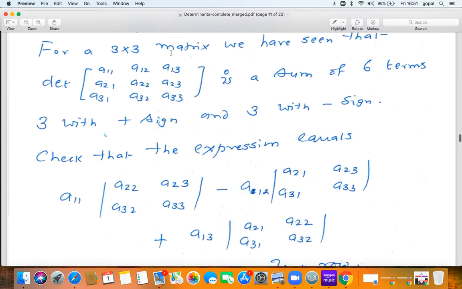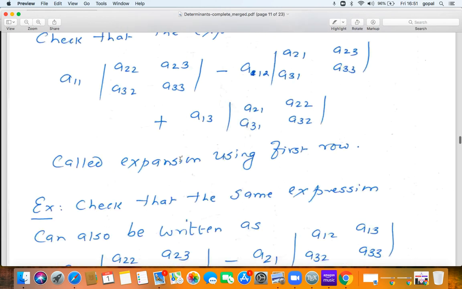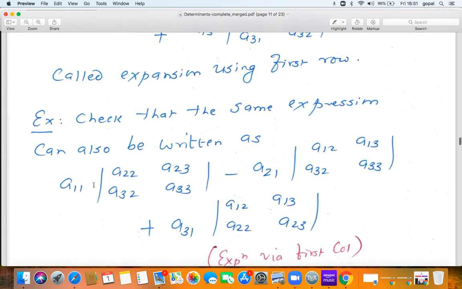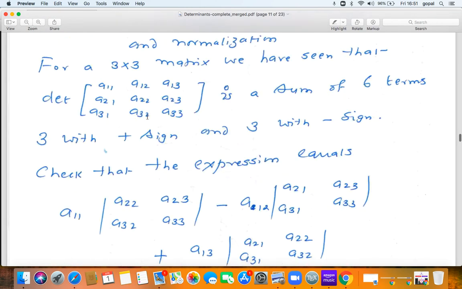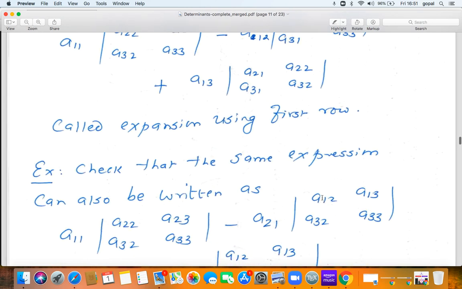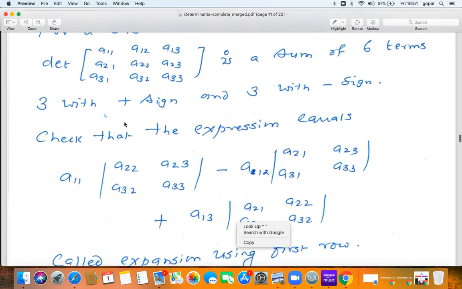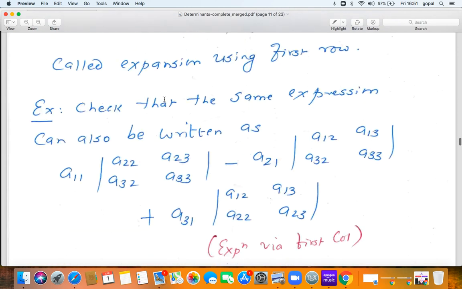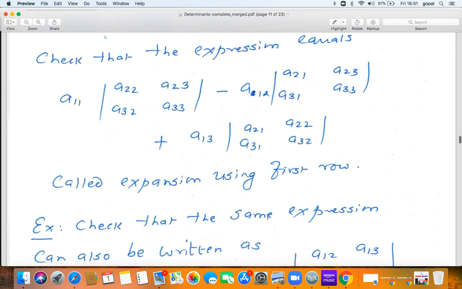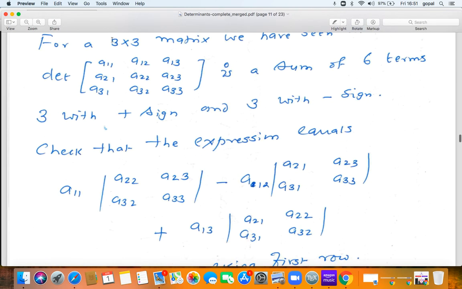Check that the same thing can also be obtained by A11 times, delete the row and column containing A11, A22, A23, A32, A33. This time I'm going to take A21, delete the row and column containing A21. You get A12, A13, A32, A33 with a minus sign, of course. And the third thing is I'm going to use A31. Delete the row and column, you get A12, A13, A22, A23. So this is called the expansion using the first column.